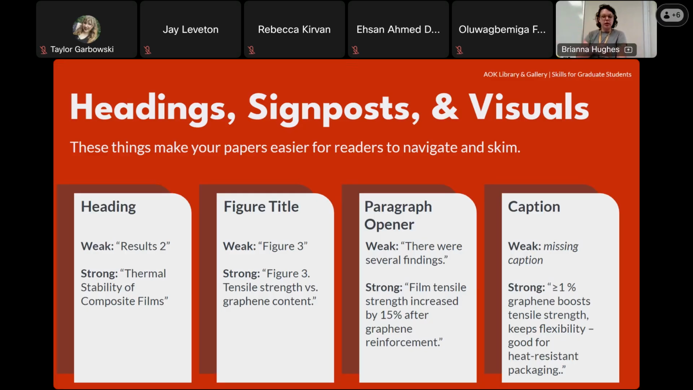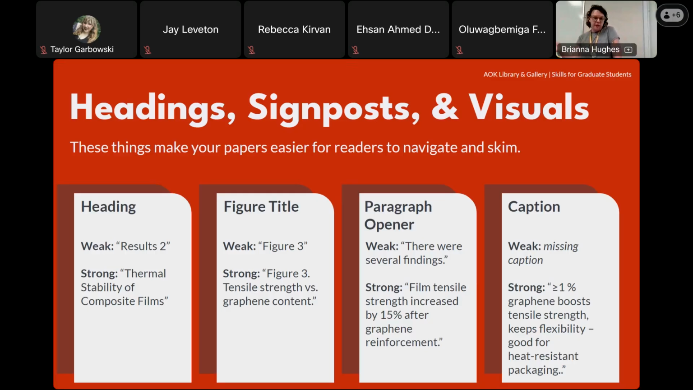For paragraph opener, we talked a little bit about starting topic sentences. Here's an example of one. A weak example would be, there were several findings. Well, tell us what those findings were instead of just leaving the sentence at that. And then finally, it's important to have captions. Captions come underneath your graphs, your images, your tables. Again, so that those who are maybe new to this topic, or even not, who are new to your research, have an idea of what it is exactly they're looking at.